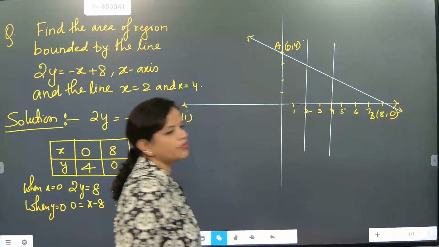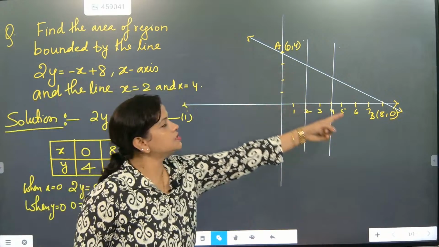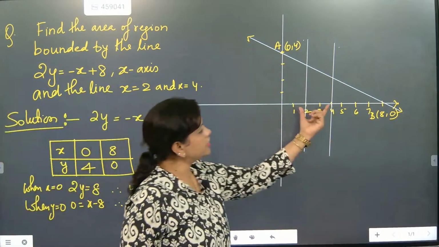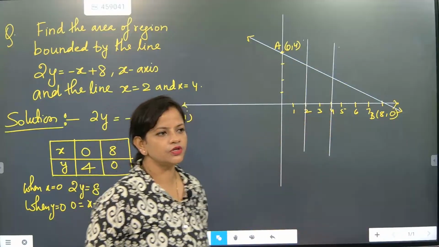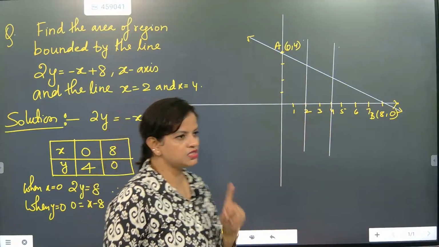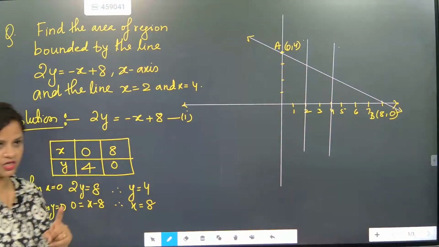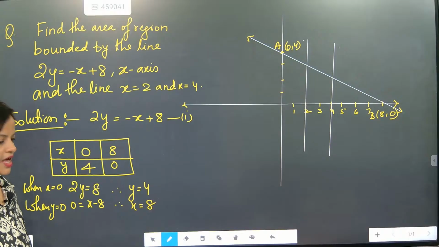So this is the bounded region because they have given that the line is enclosing the part. After that, the other enclosure is coming from the x-axis. Then x is equal to 2 and x is equal to 4. All these are enclosing the region. So whenever you are finding the area of an enclosed region, don't wait, start solving.